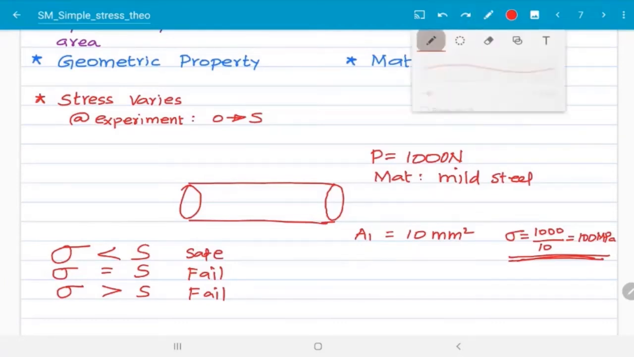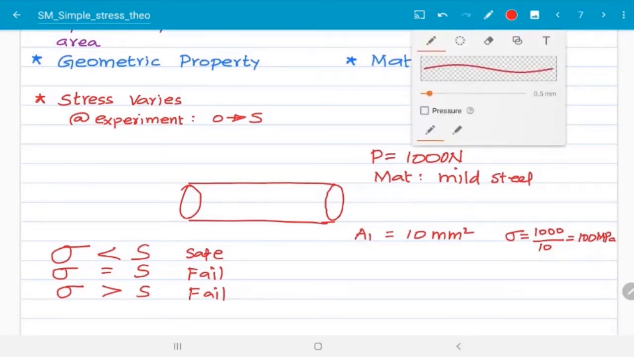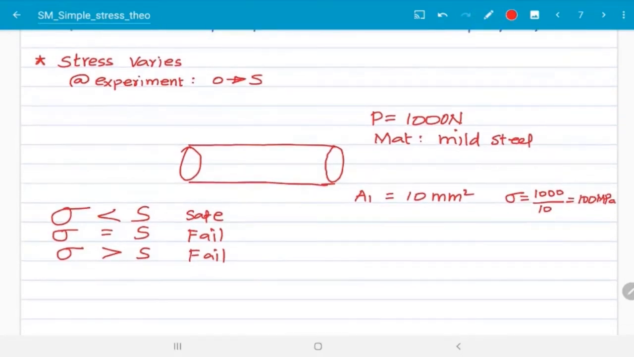Sir, I will check the stress with the strength, sir. See, very important point. Note this. Now, we are going to check. Sigma is equal to 100 versus strength. I am saying that the strength is 80 megapascal.